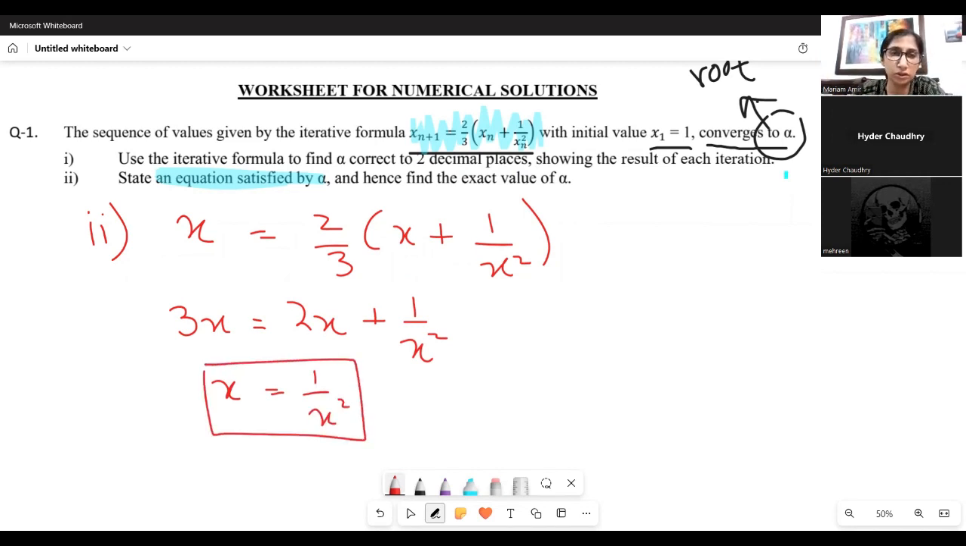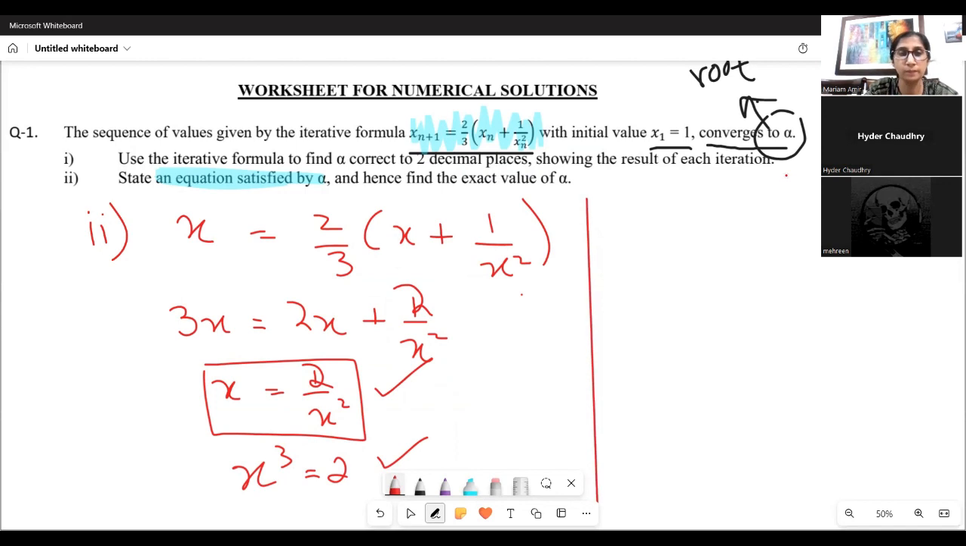They're asking to state an equation satisfied by alpha. Let me just check the answer. It should be 2 over x square, I did something wrong. Yes, it's 2 then. This can be further written as x cube equals 2. This can also be an equation. I think this is a good enough equation. Any equation works. So we've written the equation, and then they're saying hence find the exact value of alpha. So what's the exact value of alpha? x equals cube root of 2. That is the exact value.